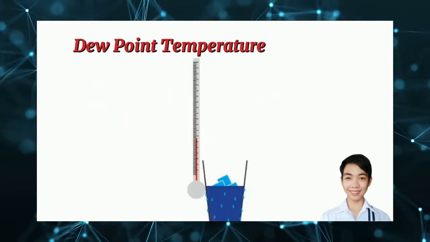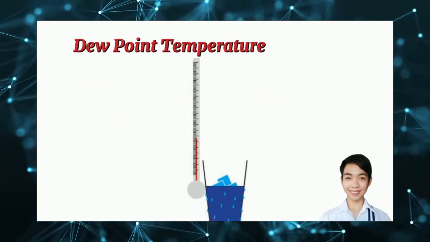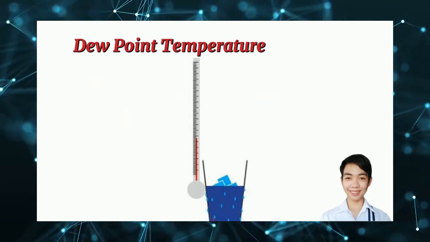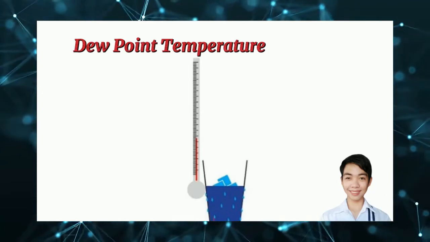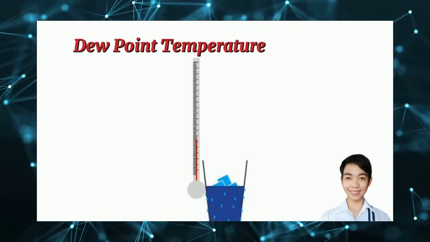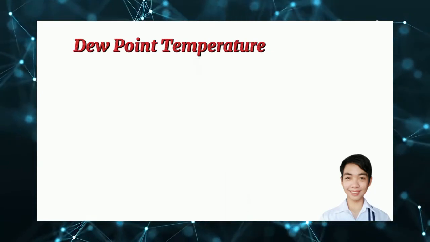So when the water vapor in the air starts to condense, then the temperature at which condensation has started is known as the dew point. And if you record the air with a thermometer, it is known as the dew point temperature.